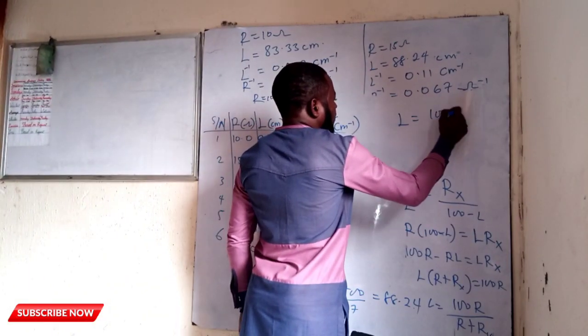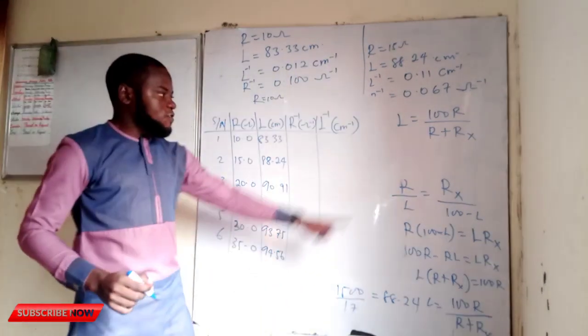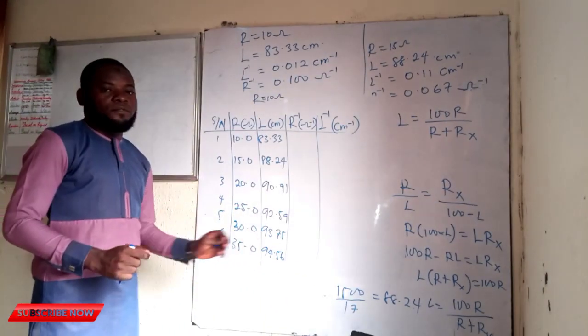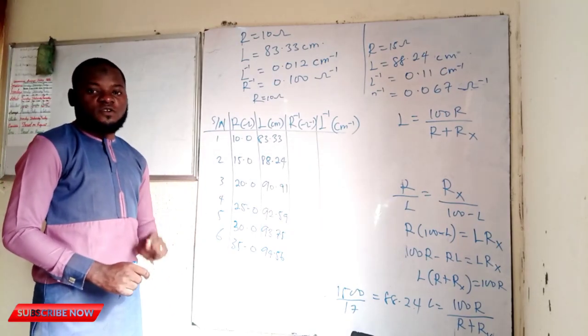Here are the values I got after I used L equals 100R over R plus RX. So I have used this formula, and we are going to get all these values. You can try that on your own now in order to ascertain what I'm saying.